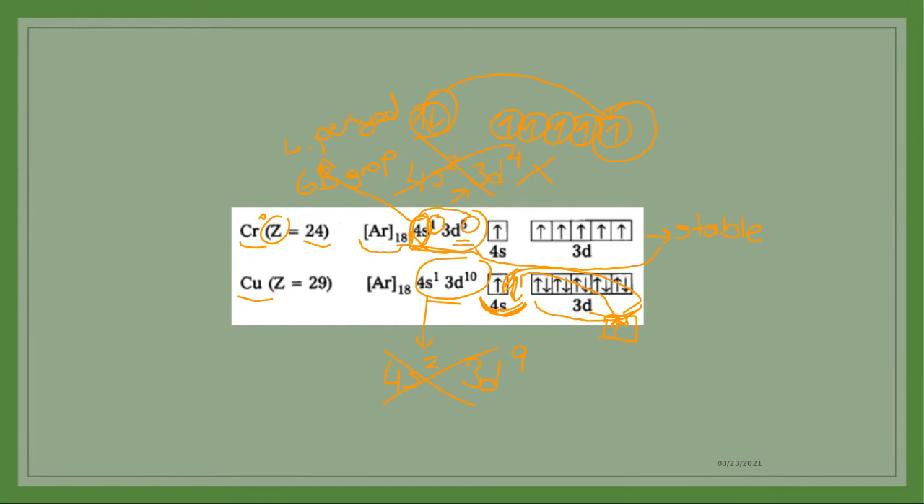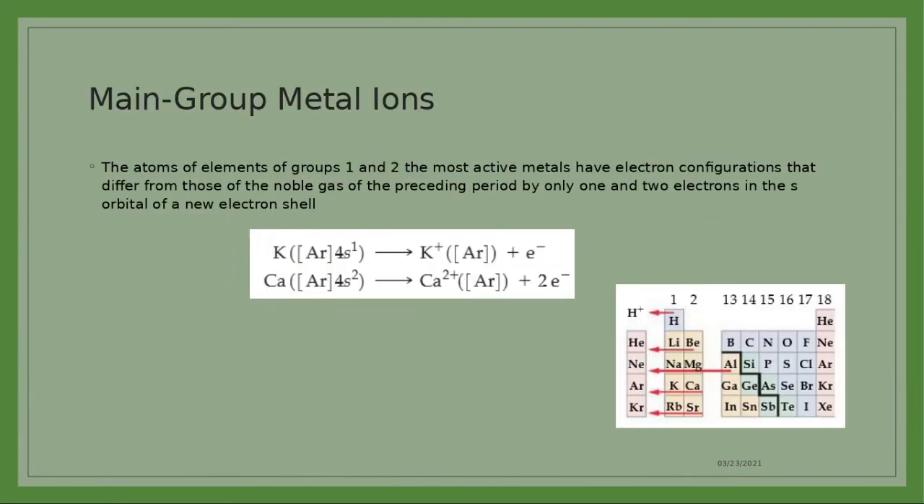Yes, that's right, Nada. Because of stable and spherical symmetry, for those elements, chrome and copper, this is the special electronic configuration arrangement. Emre, okay. Okay, main group elements. Yes.